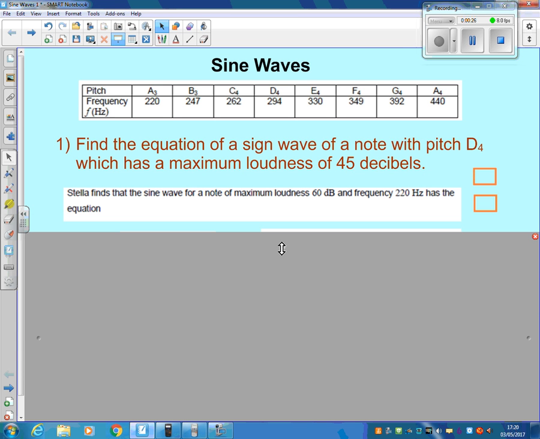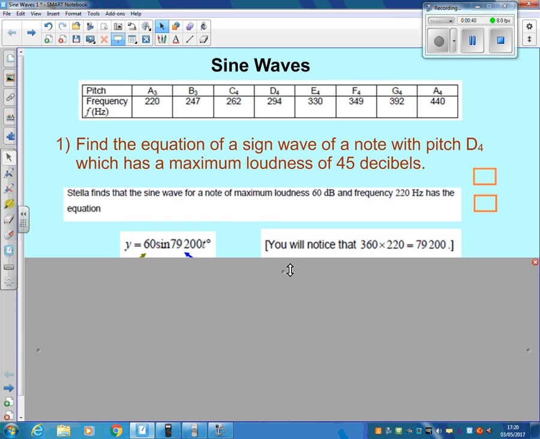If you look on the data sheet that we are sent, you'll see that it says Stella finds that the sine wave for a note of maximum loudness 60 decibels and frequency 220 hertz has an equation y equals 60 sine 79,200 t degrees. And they say you'll notice that 360 times 220 is 79,200. So you should find this part here on your data sheet.